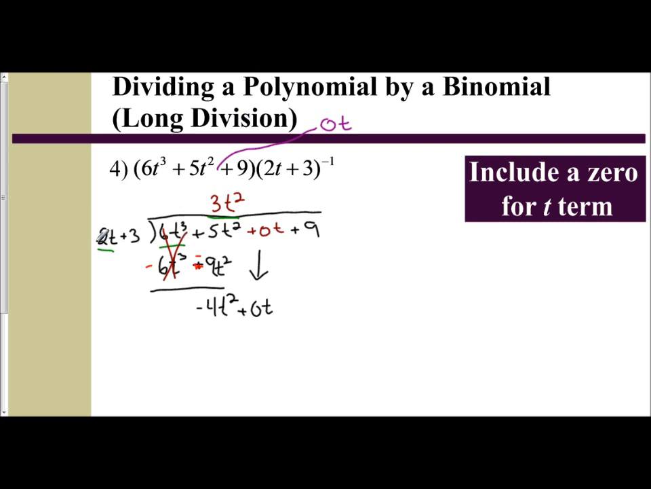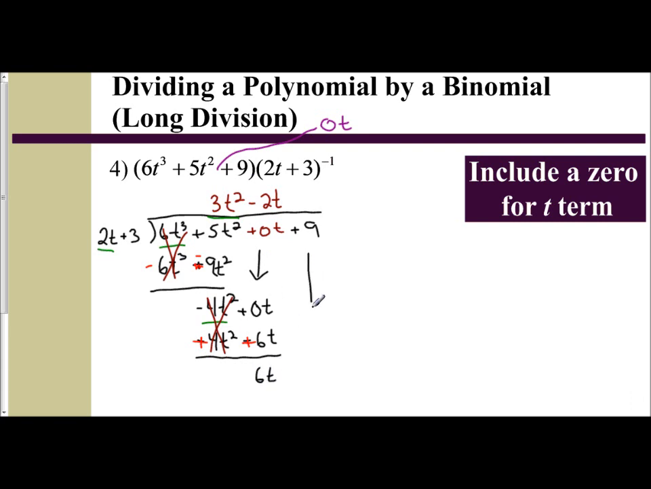And what do you multiply 2t by to get negative 4t squared? And that's going to be a negative 2t. Distribute. Negative 2t times 2t is negative 4t squared. Negative 2t times 3 is going to be a negative 6t. Whole point is to subtract this expression, so let's change all the terms to the opposite. So this becomes a plus 4t squared, and this becomes a plus 6t. So negative 4t squared plus 4t squared cancels. 0t plus 6t is 6t.